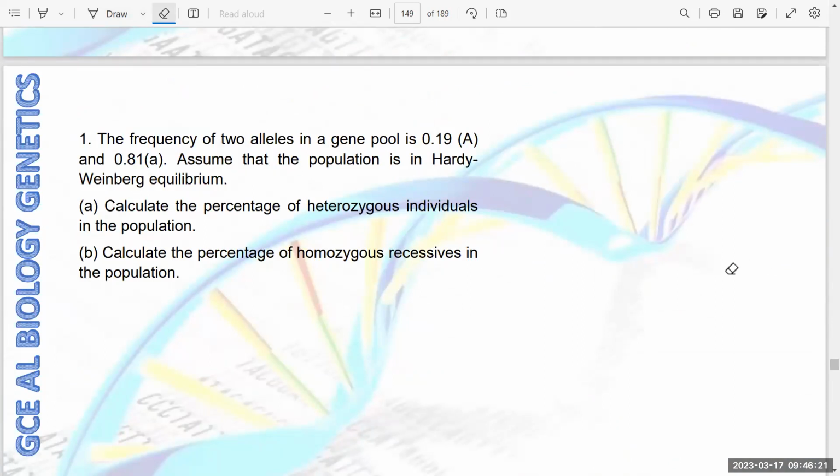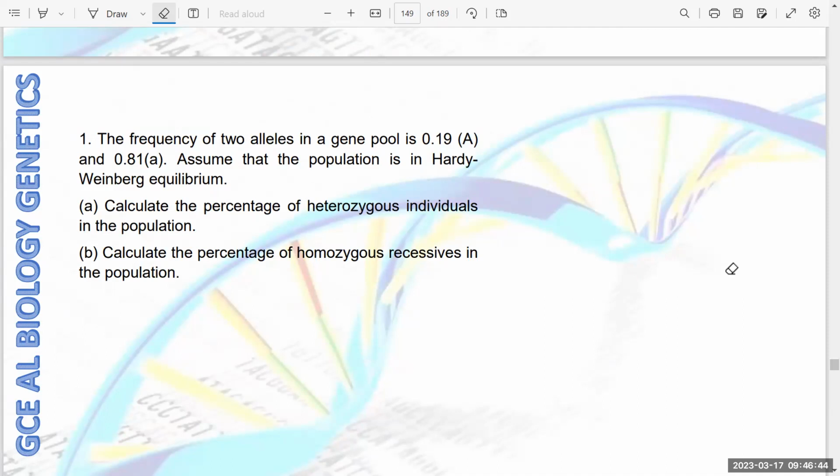The frequency of two alleles in a gene pool is 0.19 capital A and 0.81 small a. Assume that the population is in Hardy-Weinberg equilibrium. Calculate the percentage of heterozygous individuals in the population. Calculate the percentage of homozygous recessive in the population.